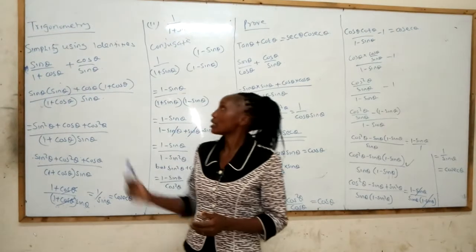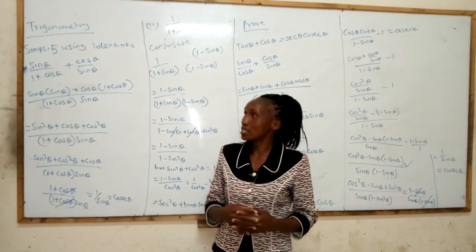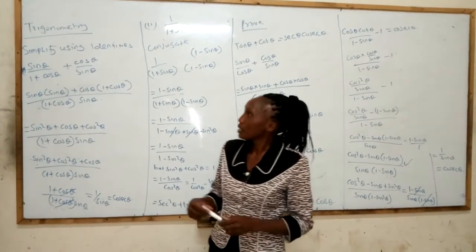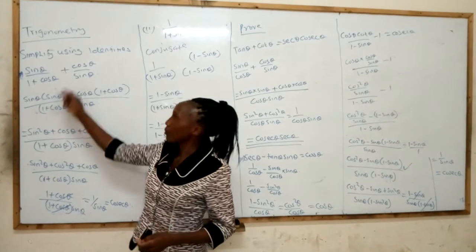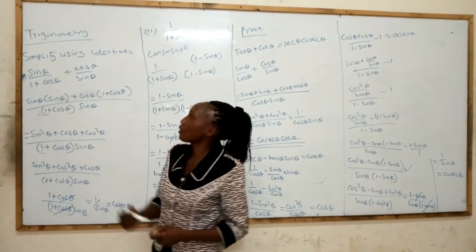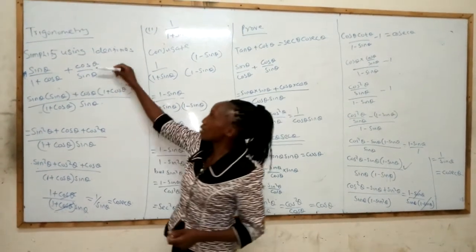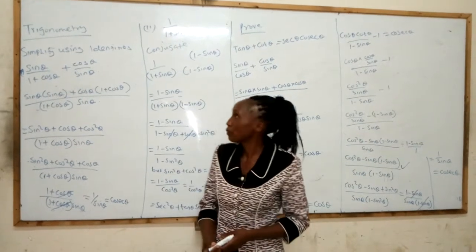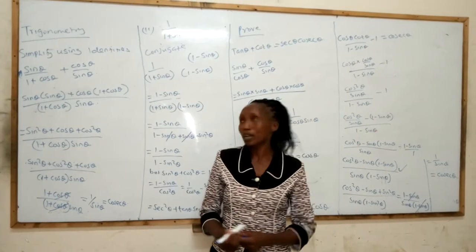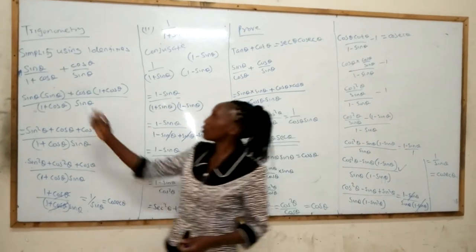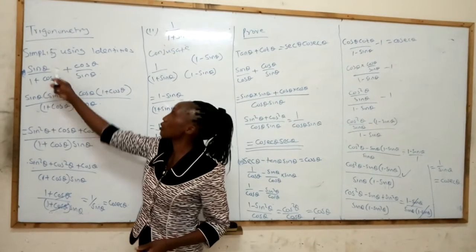Today we are still under trigonometric identities. You are given sine theta over 1 plus cos theta, plus cos theta over sine theta, and you are going to simplify. How are we going to calculate? Because we are using addition, we are going to cross multiply.